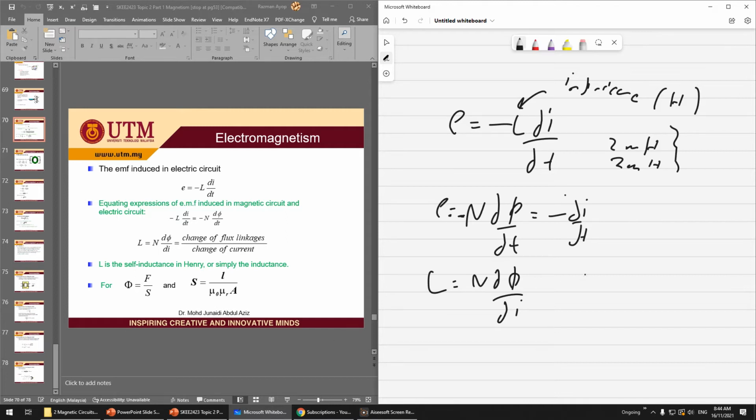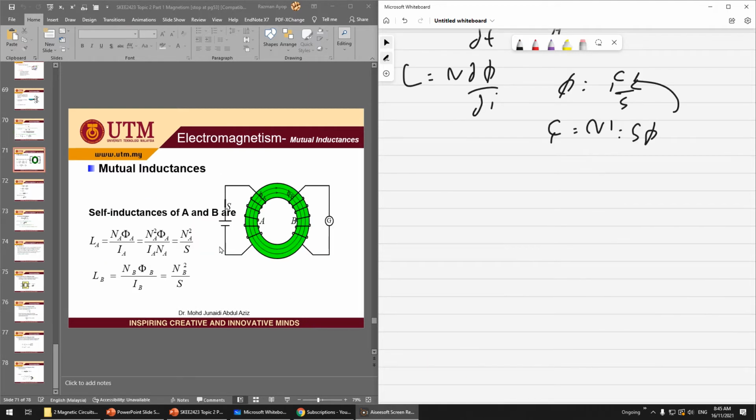Flux is basically F over S. Recall that F equals Ni equals S times flux. This is from this, and of course this one is S. Then this is the self-inductance at A and B. If you recall the formula you derived before, L equals N d flux over di.